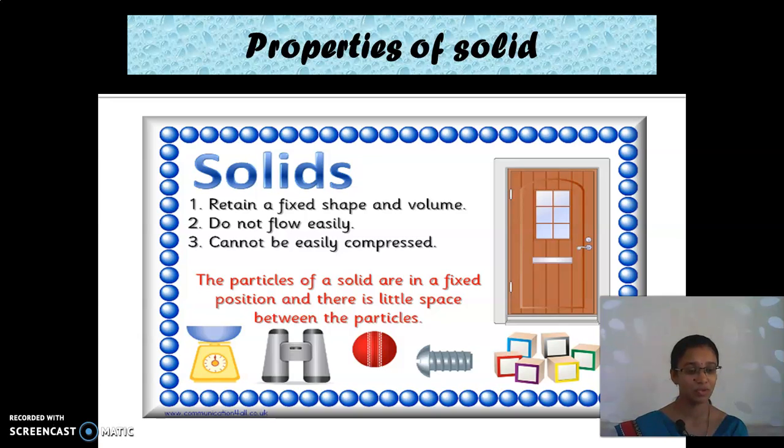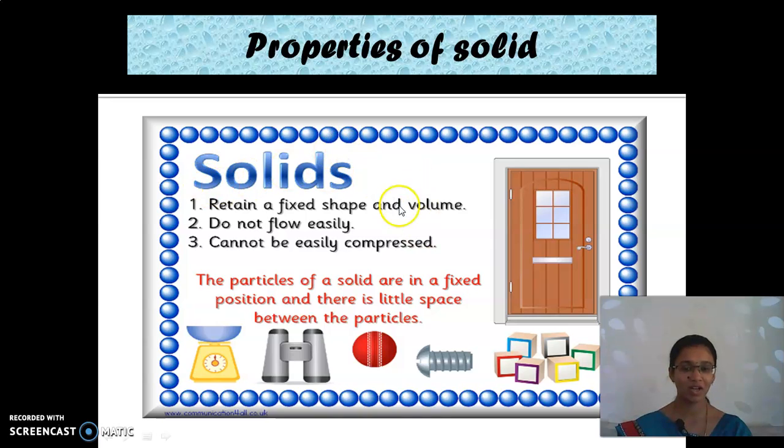And then one more important property is that solids cannot be easily compressed. What do you mean by compressed? Giving pressure on both the sides tightly, compressing it. Solids cannot be compressed easily. Keep this in mind. So what is the first point? Solids have fixed shape and volume. The second thing is they do not flow easily. And then solids cannot be compressed easily.